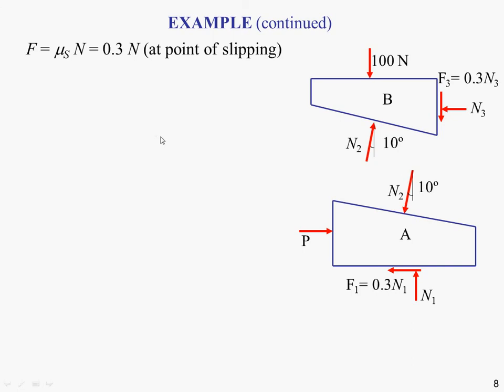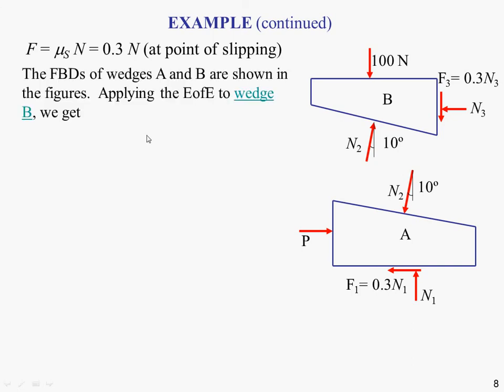Okay, so let's start by applying our equations of equilibrium to wedge B. Looking at this one up here, if we sum the forces in the X or horizontal direction first, we have the horizontal component of N2, which will be this component here, the opposite, so that will be N2 sine 10 degrees, minus our normal reaction force at the wall, N3.